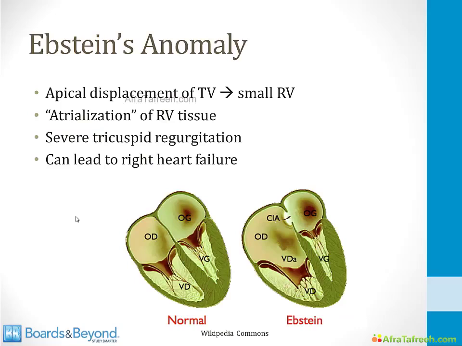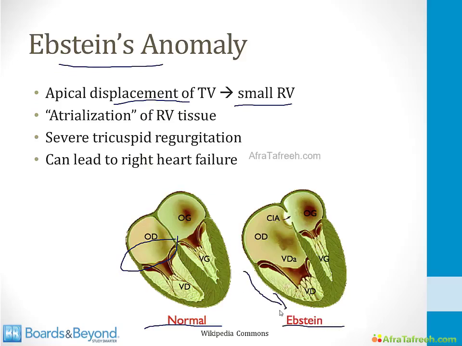I'll finish this module with a couple of conditions that are not part of the 5 terrible T's, but that can potentially cause cyanosis in a newborn baby. One of them is called Epstein's anomaly. This is a condition in which there is apical displacement of the tricuspid valve, which leads to a very small right ventricle. If you look at the cartoon on the screen here, on the left is a normal heart, and the tricuspid valve is located about midway between the top and bottom of the heart. In Epstein's anomaly, the tricuspid valve is displaced towards the apex of the heart. This makes for a very small right ventricle and a very large right atrium.